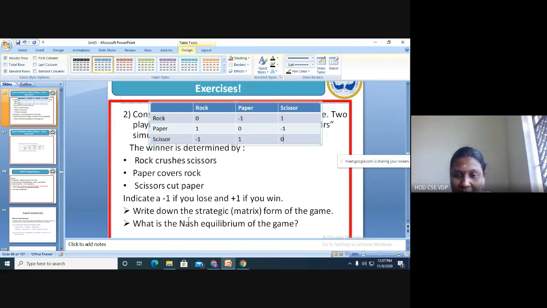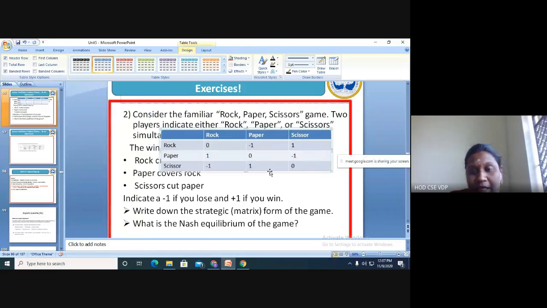Okay. Write down the strategic matrix form of the game. So this is your strategic matrix form of the game. What is the Nash equilibrium of the game? How do you find out the Nash equilibrium of the game? So very simple. First of all, if you can eliminate the dominant strategies, try doing it. Otherwise, if you cannot eliminate, then you have to find out the Nash equilibrium.